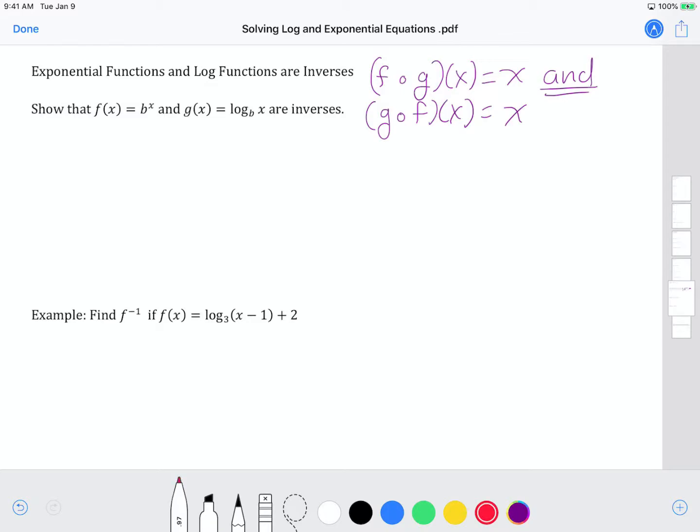So what I want to do is show you that if I have an exponential function, b to the x, and I have a log function, base b, that these are inverses. So I'm going to first show you that f of g of x is equal to x, and then I'm going to show you the other direction, g of f of x is also equal to x.